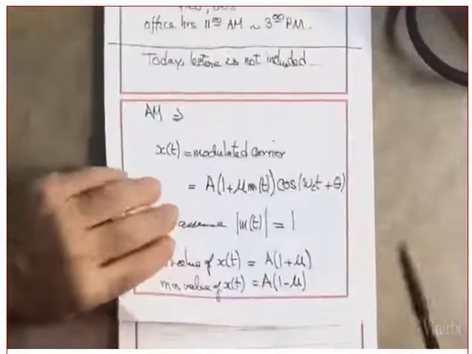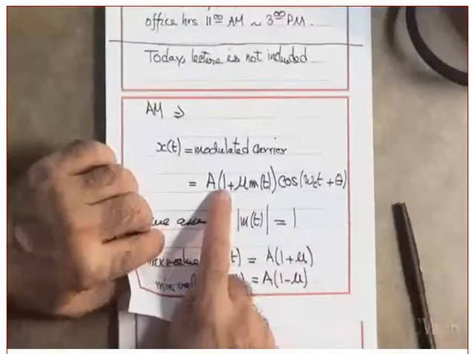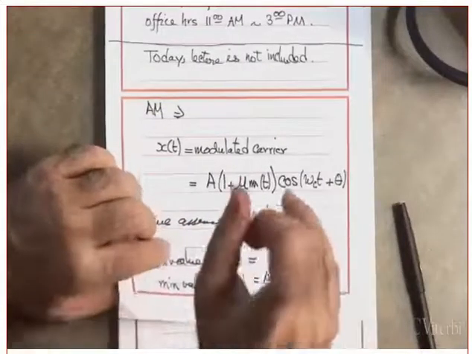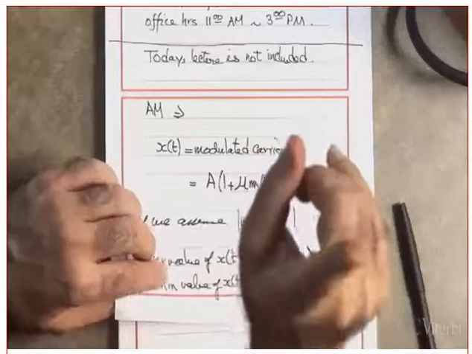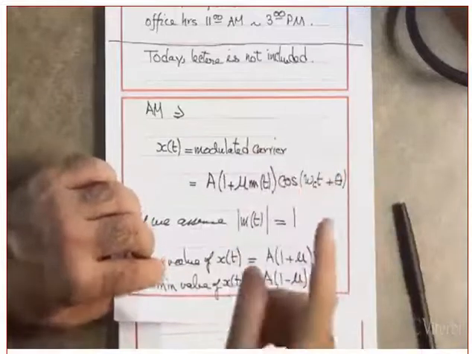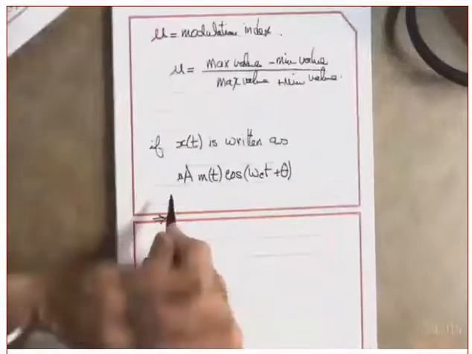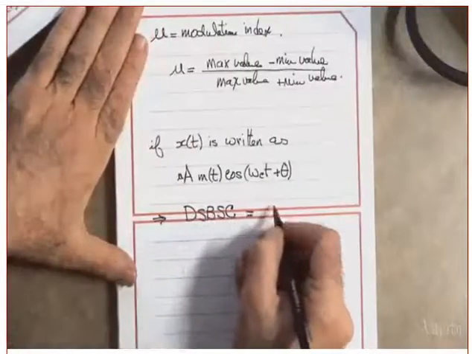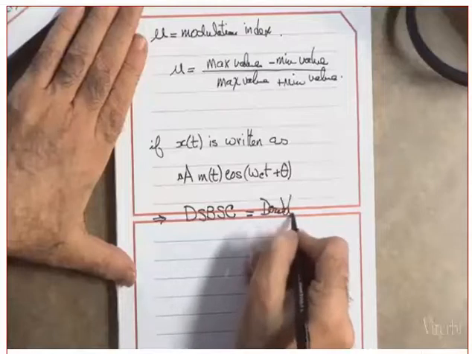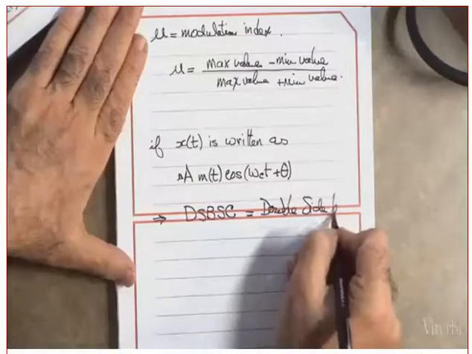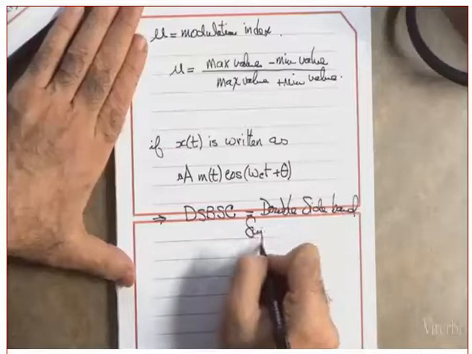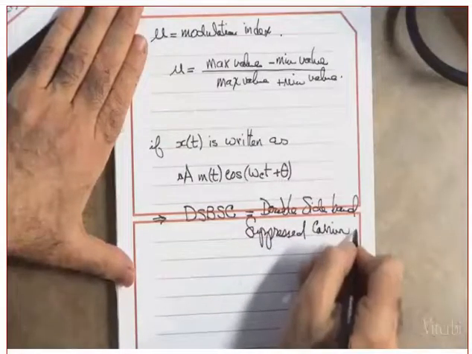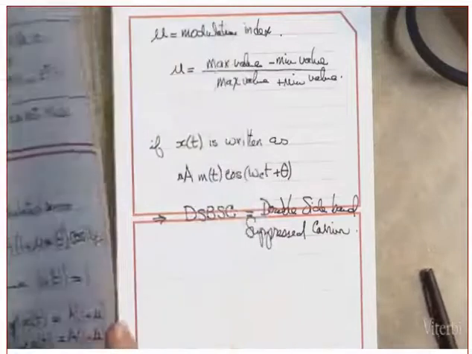Listen to me. Which component did I move away? I got rid of the carrier component, which means in the spectrum I'm not going to have an impulse, a discrete component at omega c. Yes or no? What do I call it? Anybody? DSB-SC. What does DSB stand for? Double sideband suppressed carrier. Double sideband suppressed carrier.